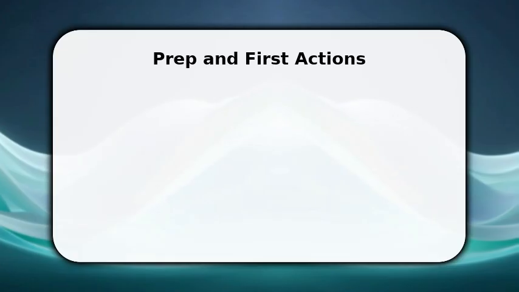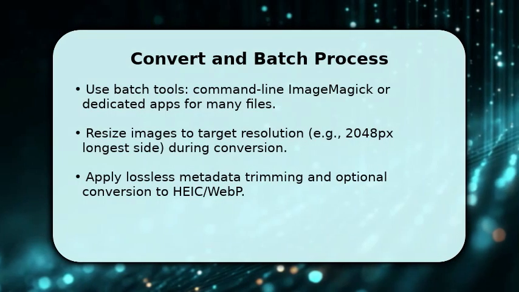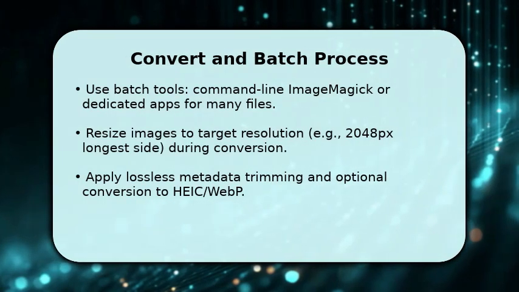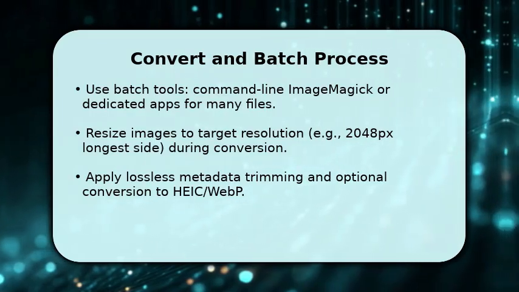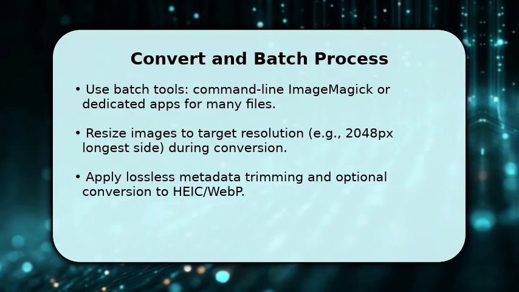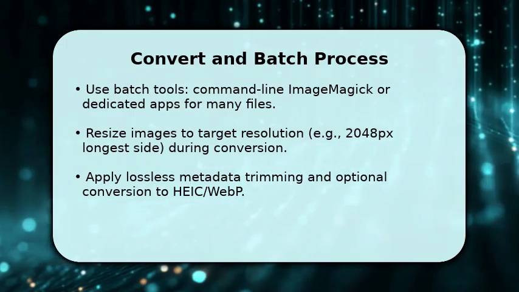Once you have backups and settings, run batch conversions to apply them uniformly. You can use ImageMagick, a GUI batch converter, or cloud services. These let you resize to a target longest side like 2048px and set quality to 80.